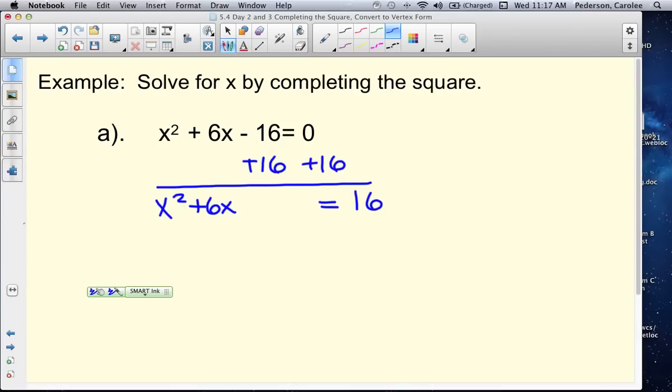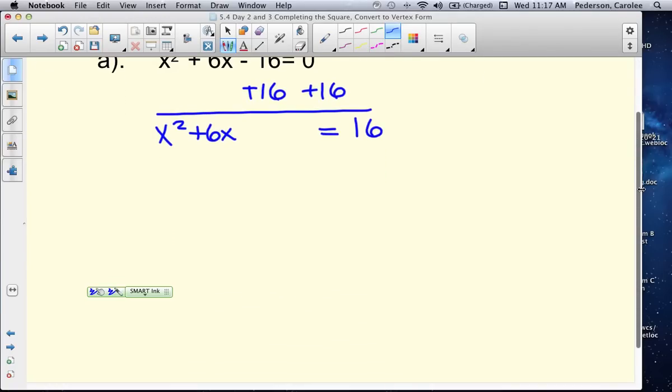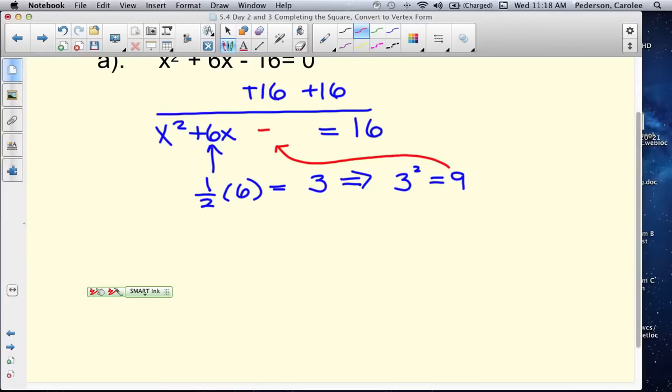Now here's the part of completing the square. We are going to take half of this middle term. Half of 6 is 3. Then we're going to square that number. So 3 squared is 9. Now we're going to balance out the equation by adding 9 to both sides. That's why I left the room on the right of 6x. If you do one thing to one side of the equation, you must also do it to the other side.